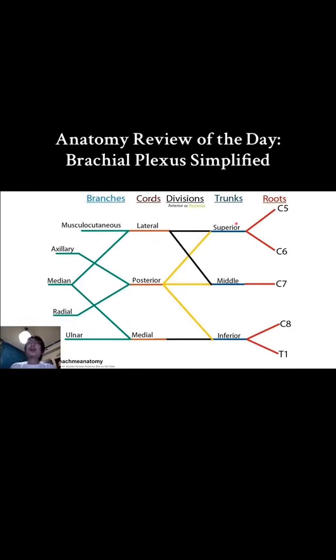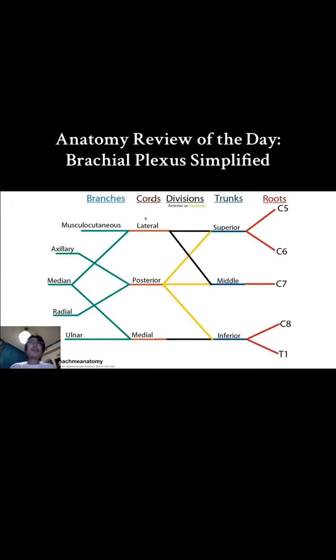The trunks are superior, middle, and inferior trunks. And then the trunks combine with each other into divisions, which are either just anterior or posterior. The divisions continue still into 3 cords. The cords are lateral, posterior, and the medial cords, or LPM.